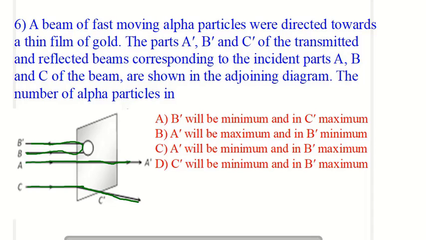So we conclude that in this case the number of particles in A dash will be minimum and B dash will be maximum, because B dash is deflected by almost 180 degrees, a larger angle, and A dash is almost undeflected, so it has the minimum number of alpha particles. So the answer in this case is C. This is the answer.